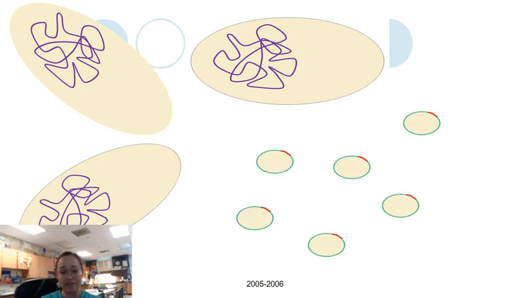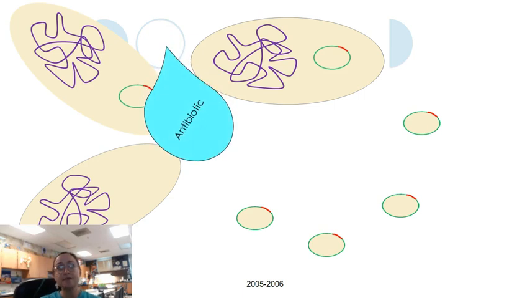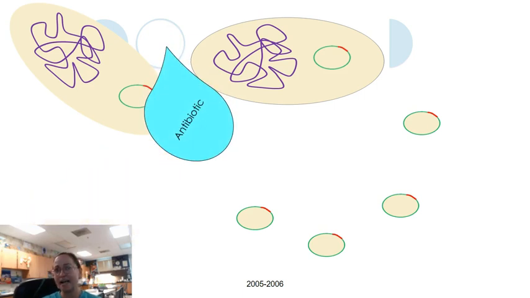Here, the red line on these little plasmids represents the gene for antibiotic resistance. When you mix the plasmids with the bacteria and you're not sure which ones were successful in transformation, if these bacteria are exposed to antibiotics, then that one dies, and you know only the surviving one took up the plasmid.